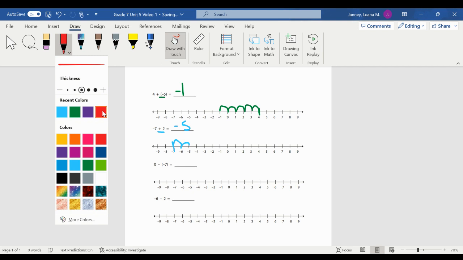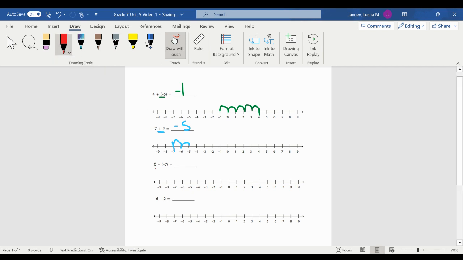The third problem is a little bit different because I have minus and a negative sign right next to each other. When I have minus and a negative, I end up turning those into a plus sign. So the two negative signs come together to make a plus sign.